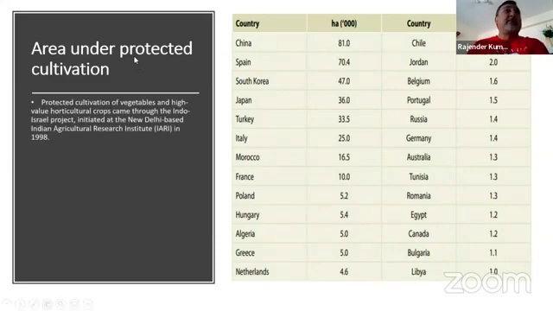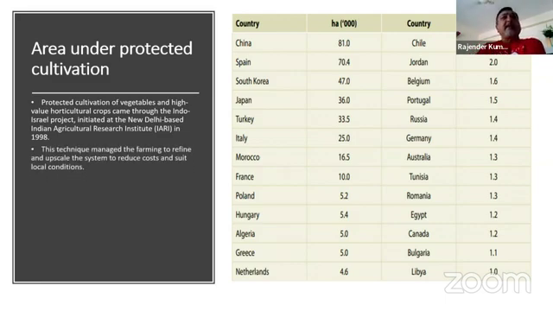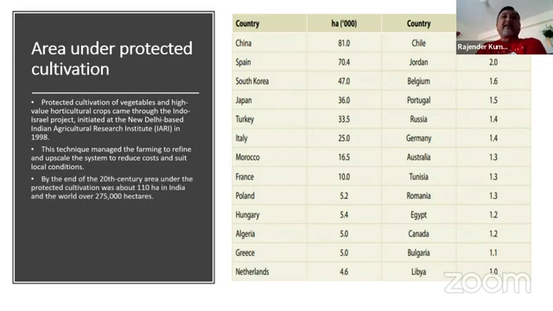As we are talking about protected cultivation, this technology started in 1998 when the first Indo-Dutch project was started in New Delhi in the campus of the Indian Agricultural Research Institute. So that was the starting. Thereafter, we have made a lot of improvement and refined our farming system to reduce the cost and suit the local conditions. Now you can see the number of polyhouses, tunnels, and net houses coming up.